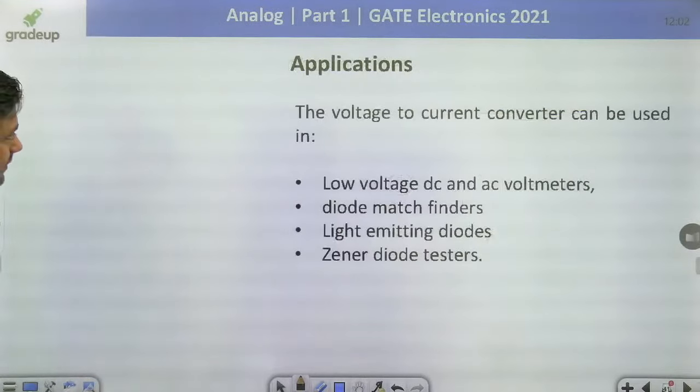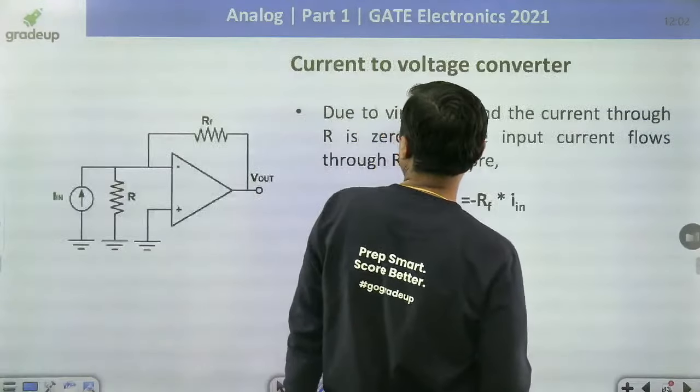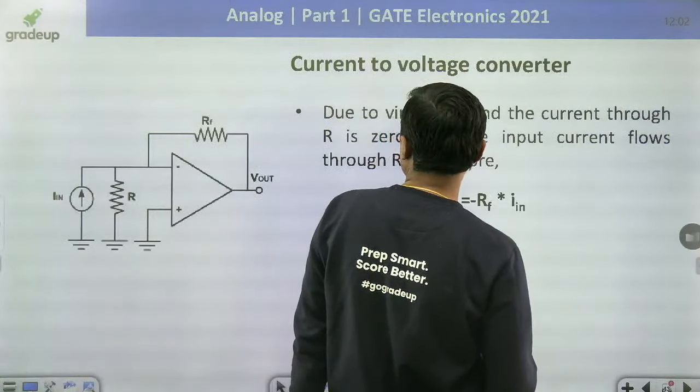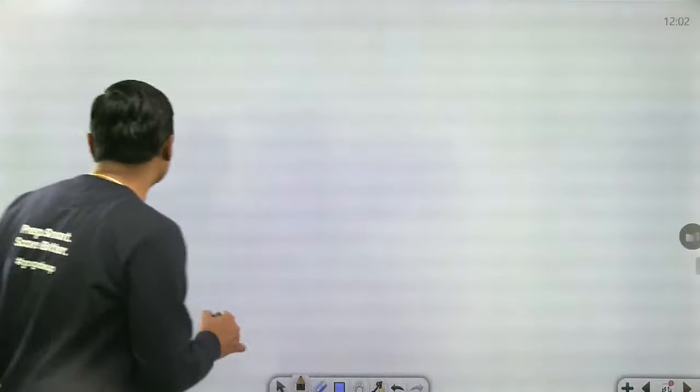Simple. And then, just I am giving you one important diagram, most important one, this one.